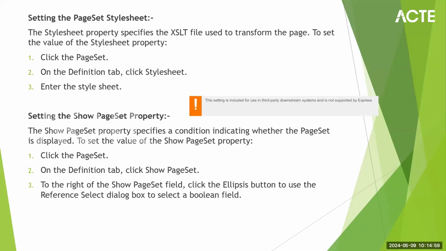Set the page set style sheet. It is nothing but the UI look you want for that particular page set, which you can set here. The style sheet property specifies the XLSX file used to transform the page. To set the value of the style sheet property, click on the page set on the definition tab, click style sheet and enter the style sheet.